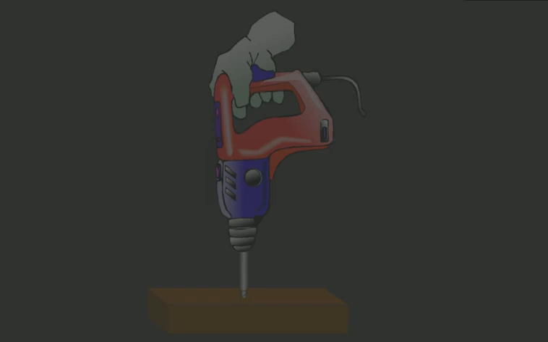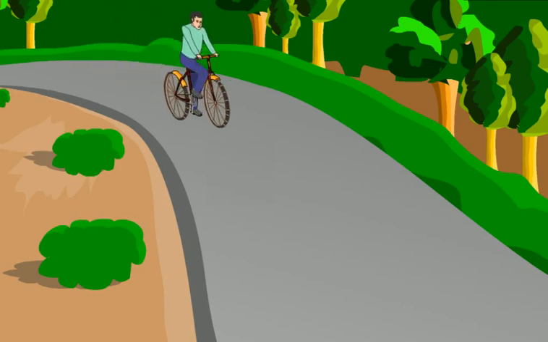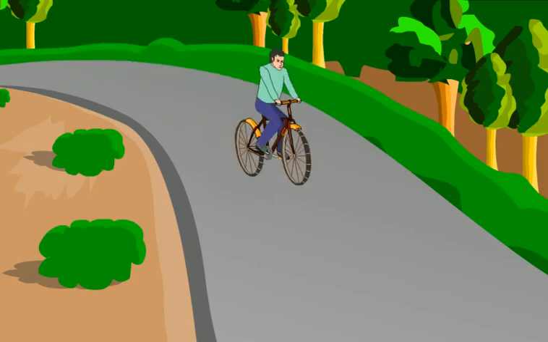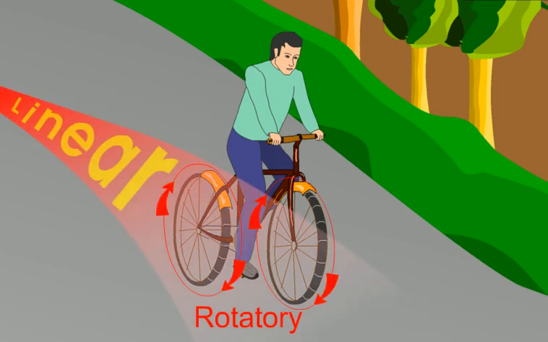Students, let us look at an activity. Observe the motion of a running bicycle. What do you see? The wheels are rotating about their axes while performing rotatory motion as well as linear motion along the road. This type of motion is called spiral motion.